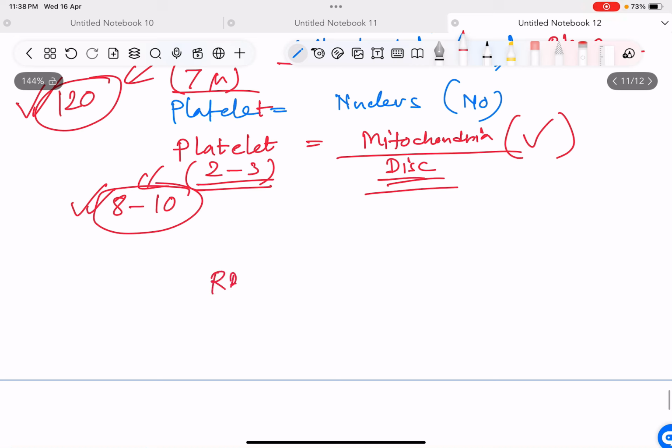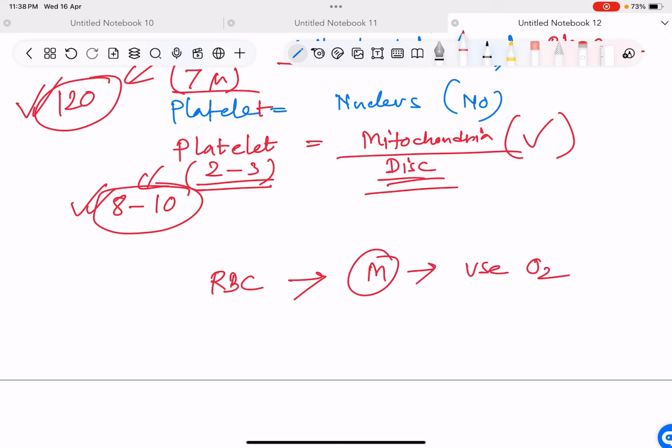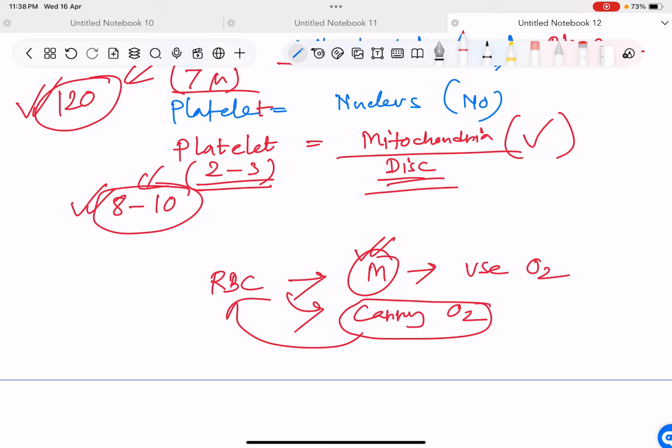Why does RBC not have mitochondria? Okay, so just answer the question I'm asking. What is the function of mitochondria? It is to use oxygen. Correct? What is the purpose of RBC in our body? It is to carry oxygen by attaching it with hemoglobin. So if RBC contains mitochondria, then what will happen? The carried oxygen will be used up by the RBC itself. So RBC only wants to carry oxygen, not use it. So no mitochondria. This is very, very important. By removing the mitochondria, it gets more space to carry the oxygen.